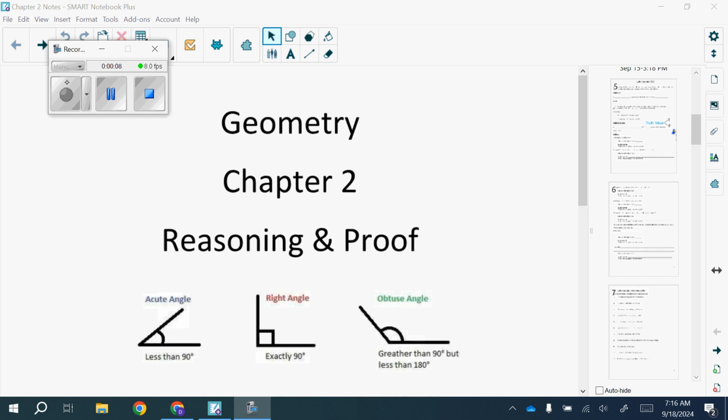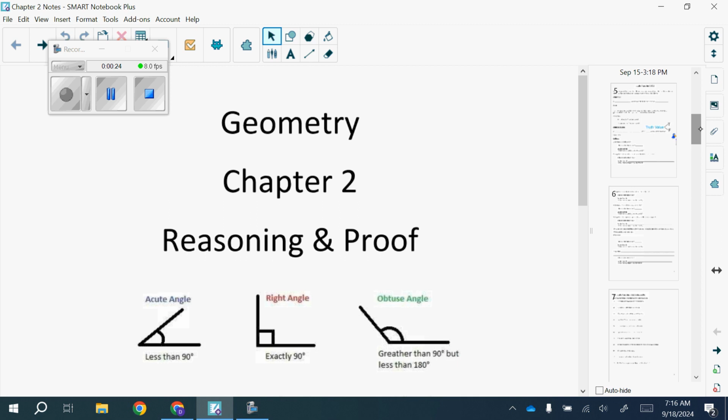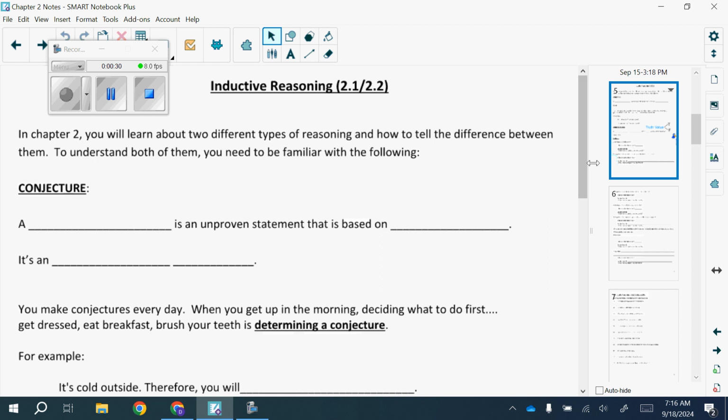You could also call this like a logic section. So in this chapter, there's not really going to be arithmetic or anything of that nature. We're just going to be observing certain types of statements and doing a bunch of logical conclusions with those statements. So let us begin.